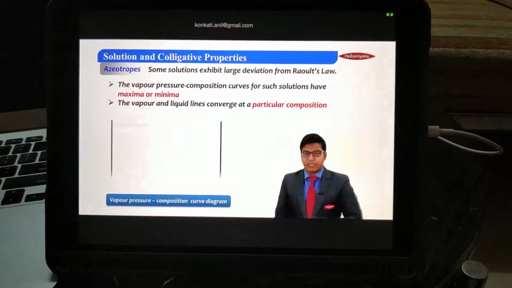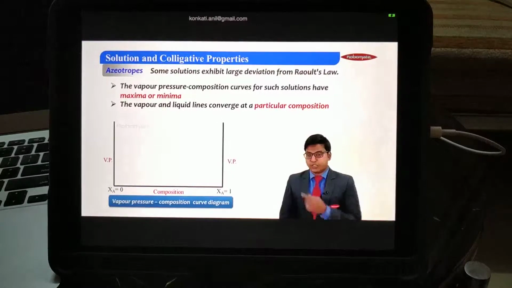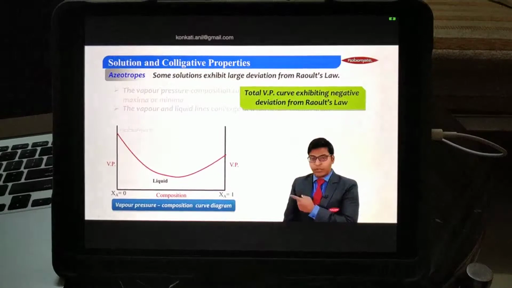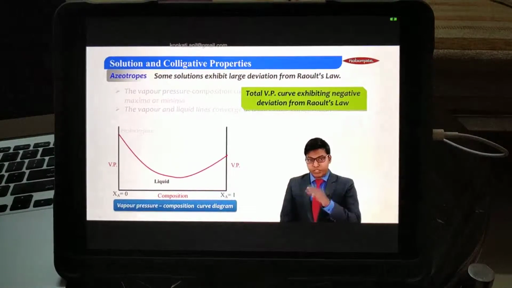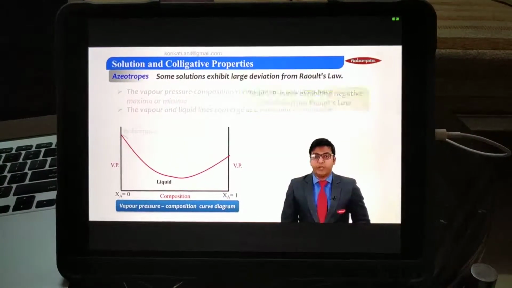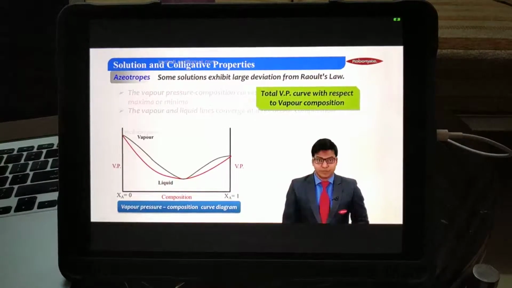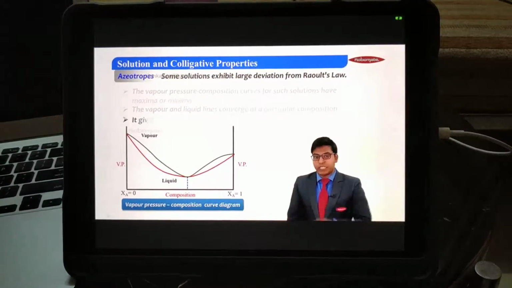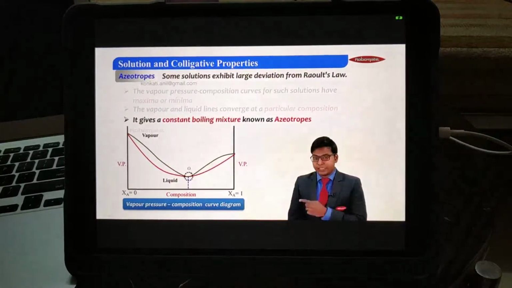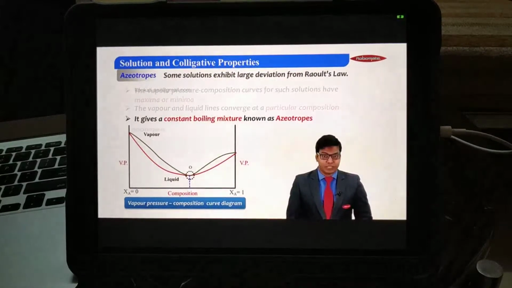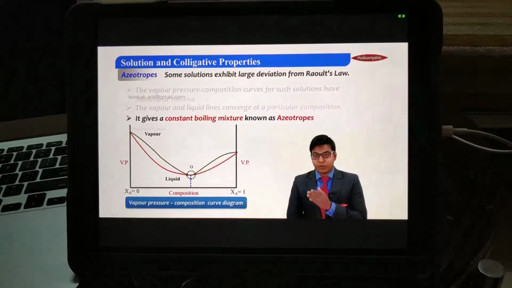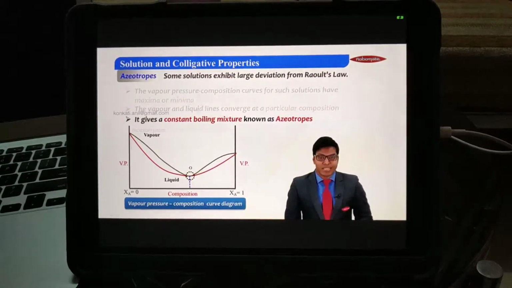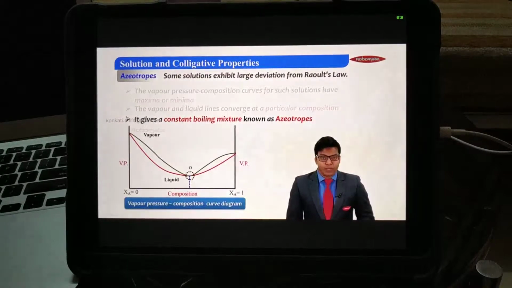So let me draw that vapor pressure composition curve. Here you would see this is the vapor pressure composition curve, and this is the liquid composition curve with a negative deviation. As I said, it is exhibiting quite a large negative deviation, and this is the vapor composition. Now here, you would see both of them are converging at a point, and at this point there will always be a constant boiling mixture. That means the mole fraction composition in liquid as well as in vapor will always be the same, and that is when we call them azeotropes. Let me be more elaborate about this.